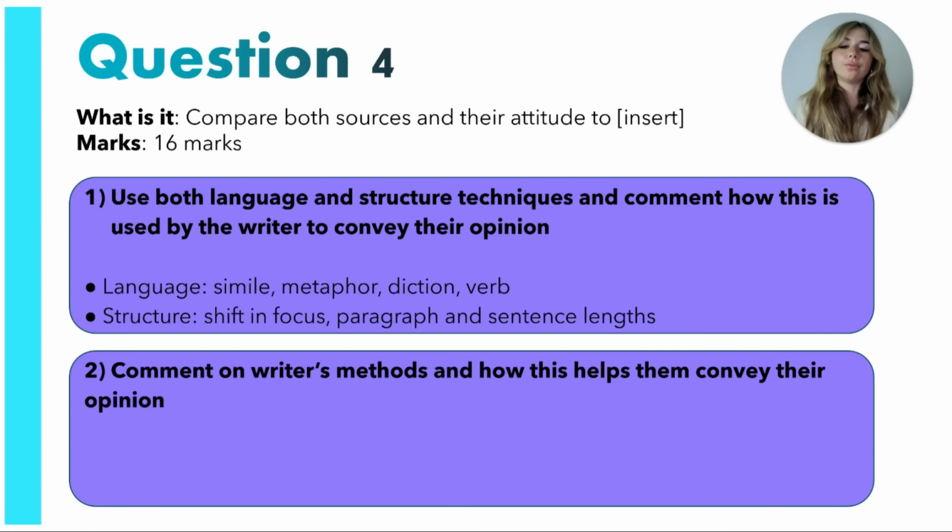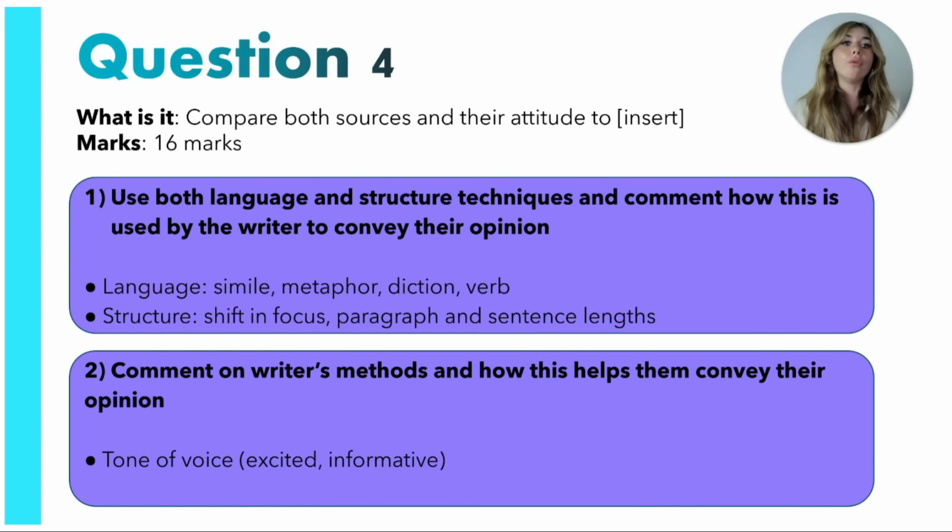And the second thing for question 4, my second top tip, is to comment on writers' methods and how this helps them to convey their opinion. Before, we spoke about language and structure techniques, which is an absolute must for this question, but also you can comment on the writer's methods. Now, writer's methods are slightly different. Technically, language and structure could be a writer's method, but there are other methods that they use, particularly in non-fiction, because it's real life. The whole of paper 2 is based on real life things. These are writer's methods that they use to display their opinion.